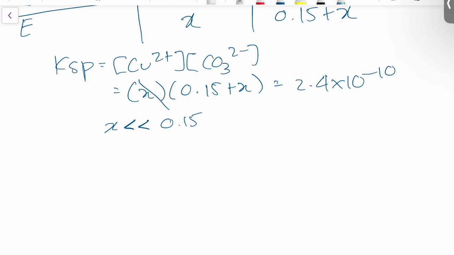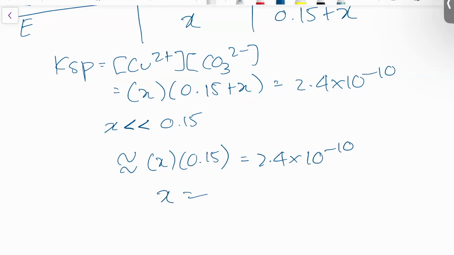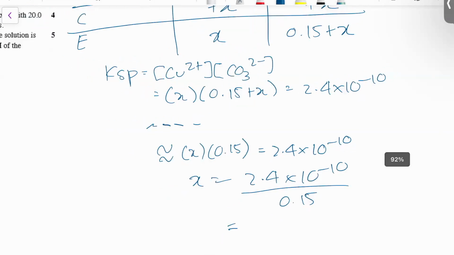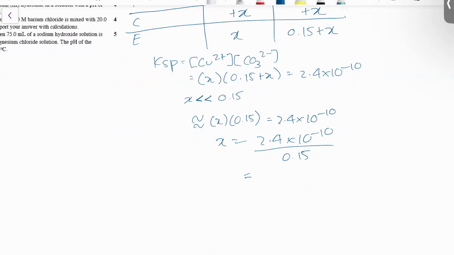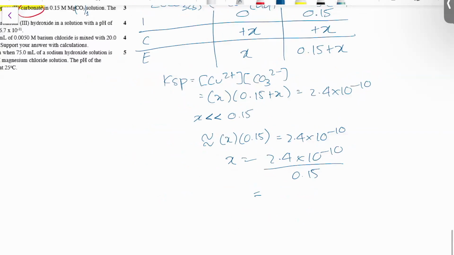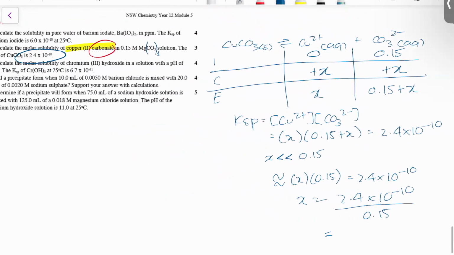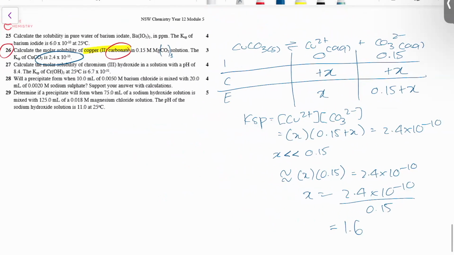You don't want to get rid of x, you want to get rid of x next to the 0.15. So x is way smaller than 0.15, so this becomes x times 0.15 is equal to 2.4 times 10 to the minus 10. So then x is 2.4 times 10 to the minus 10 divided by 0.15, which gives me 1.6 times 10 to the minus 9 to 2 sig figs.